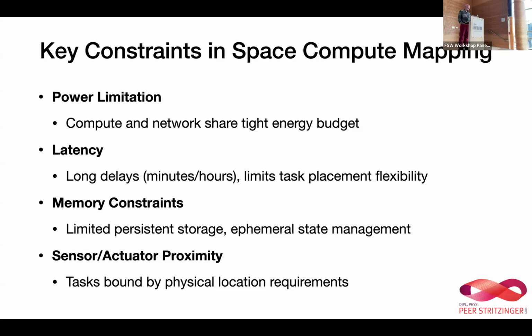We have constrained memory, both persistent memory and RAM. So everything needs to fit. We cannot store an infinite amount of data, so we need to do something about that. And then there's always, in any case, the proximity of sensors. If you have a function that reads a sensor, it needs to sit on the node that actually has the sensor connected to it, because otherwise it wouldn't work.